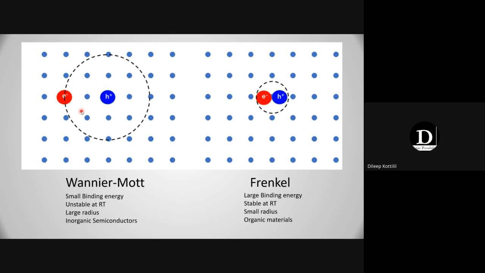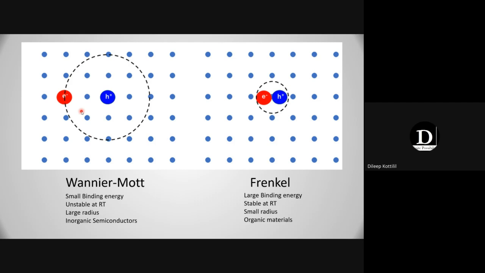So usually we see Van Helmont excitons at low temperature, at cryogenic temperature. And their radius is very large because the Coulomb interaction is very weak. So they usually have a large radius, but they always go as a pair, like a couple.